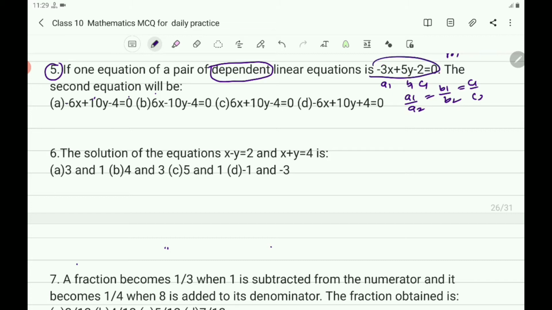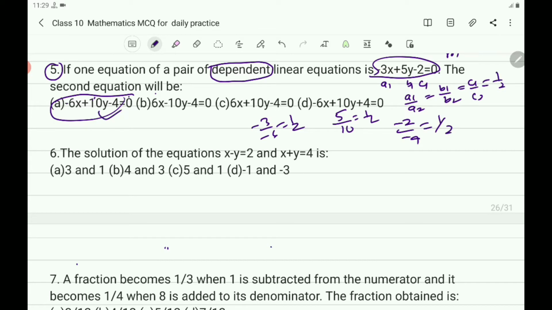First you take the first equation with this a, that is 3 by minus 6 is there, that is 1 by minus 2, and 5 by minus 10 is there, that is 1 by 2, and minus 2 by minus 4 is there, that is 1 by 2. So you got the ratios all equal to 1 by 2. So that is okay. Here the first equation holds good. So the second equation will be, what is the answer here? Option first. This is the answer.